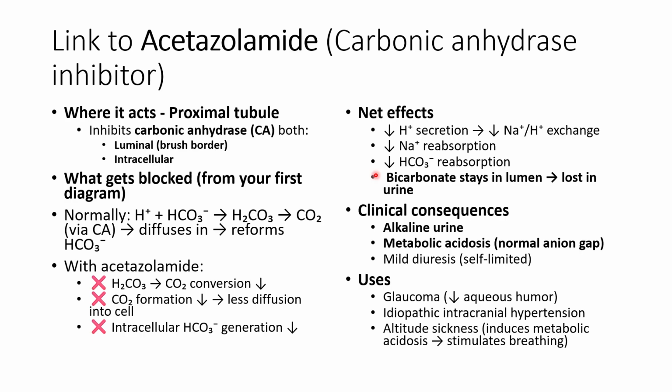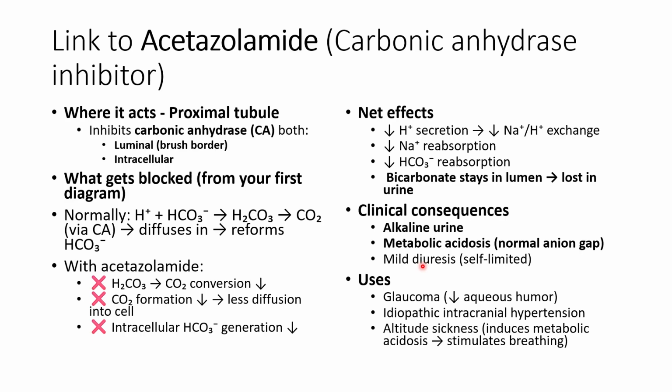will be lost in the urine. So the clinical consequences of all this are that the urine will become more alkaline and your blood will become more acidic, known as metabolic acidosis with a normal anion gap. This thing we will learn later on. Because of this decreased sodium reabsorption, it will also lead to mild diuresis, that is increased urine. However, it is self-limited, and later on different physiological mechanisms adapt to it and prevent it.